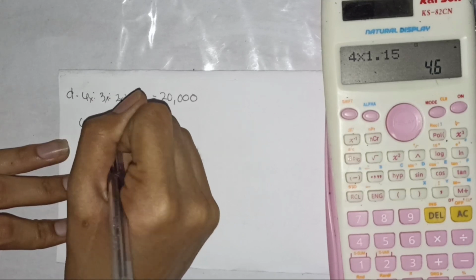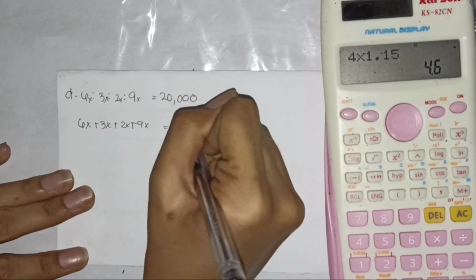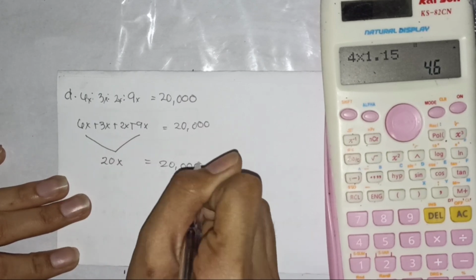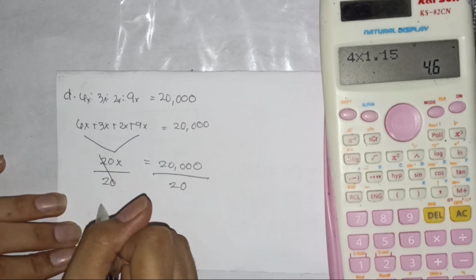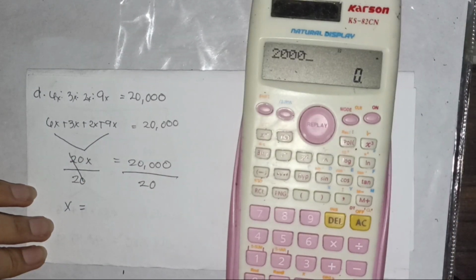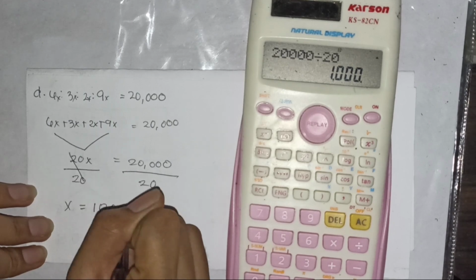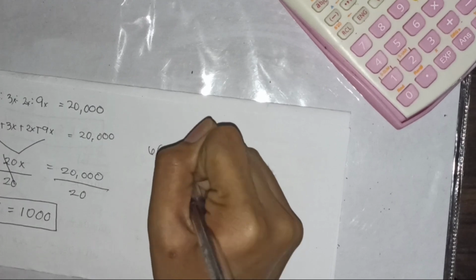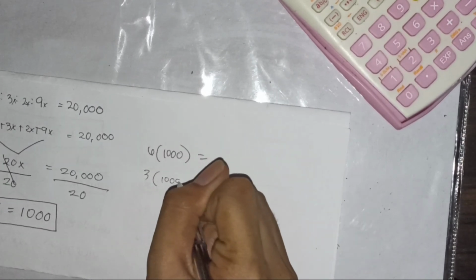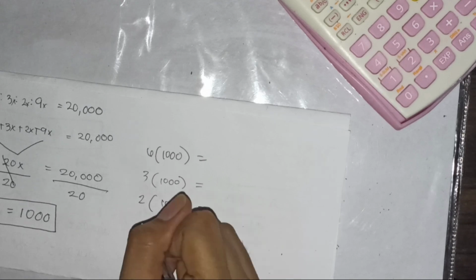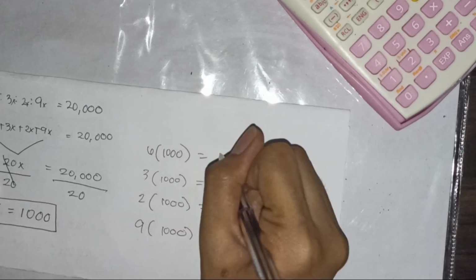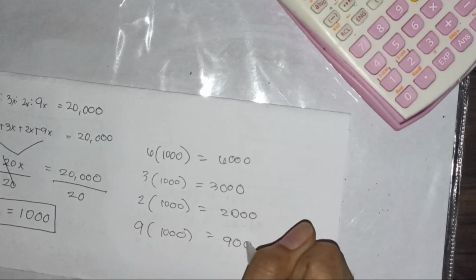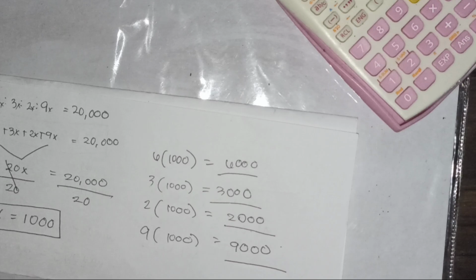Letter D, ganun pa rin. I-add natin yung ratio, 6 plus 3 is equal to 9, plus 2 is equal to 11, plus 9 is equal to 20. 20,000 divided by 20 is equal to 1,000. So 6 times 1,000 is equal to 6,000. 3 times 1,000 is equal to 3,000. 2 times 1,000 is equal to 2,000. 9 times 1,000 is equal to 9,000.